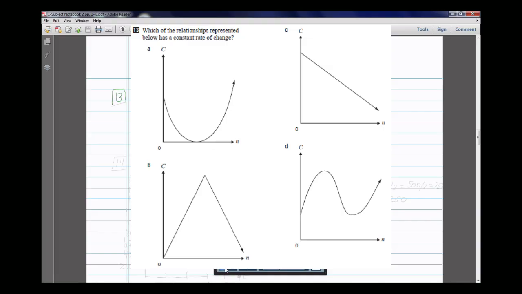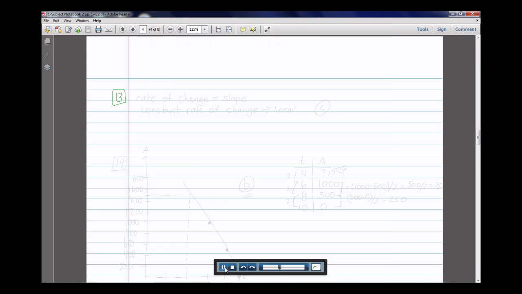Number 13, multiple choice. It says which of the relationships represented below has a constant rate of change. And what we said is that rate of change is basically your slope, and a constant rate of change would be something that is linear. So if you take a look at the graphs, the only one that is linear is C.